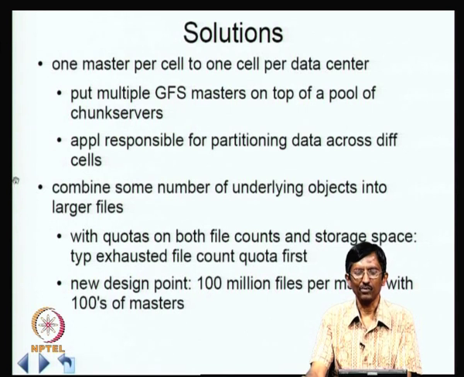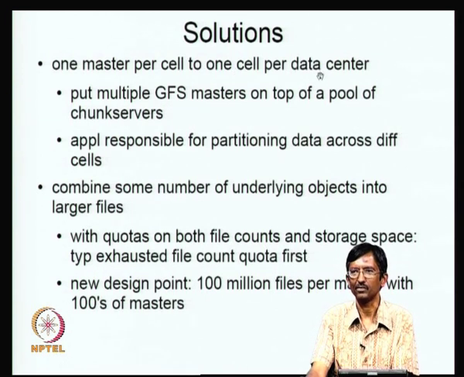So what are the solutions to this kind of problem? Basically, you have multiple masters, with one master per data center. So you put multiple GFS masters on top of a pool of chunk servers, and you still try to avoid the complicated consistency issues that crop up because of this. The way you do it is by partitioning data across different cells. You make sure that each cell has data which is not common with other cells, so that there is no issue of trying to do consistency across these cells.